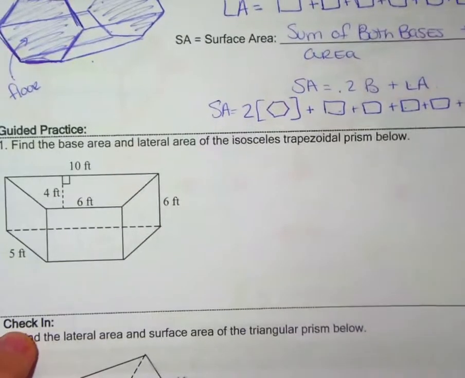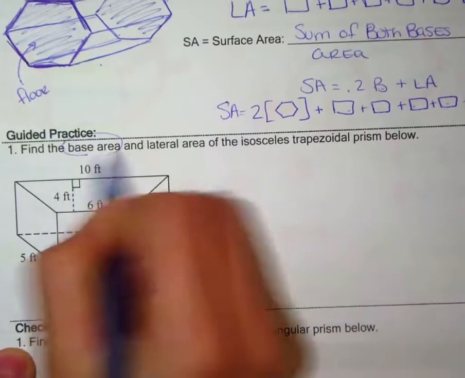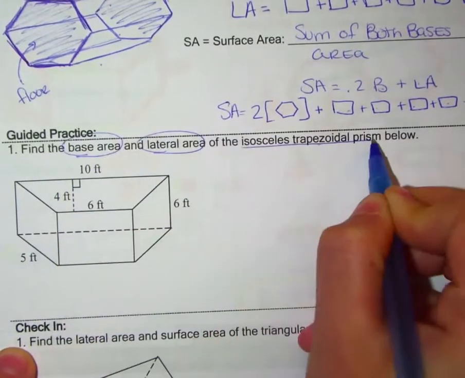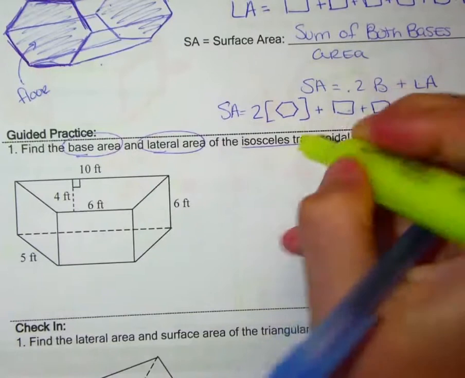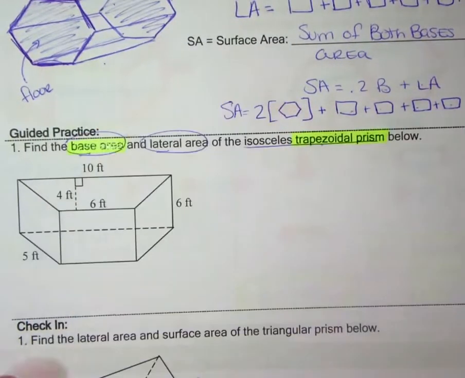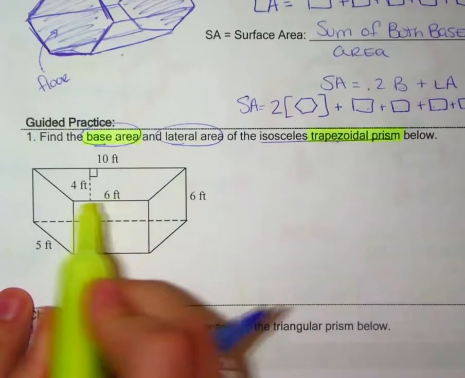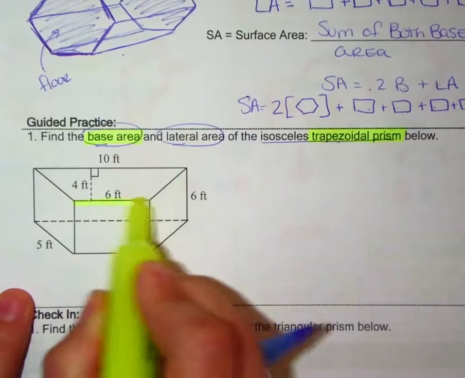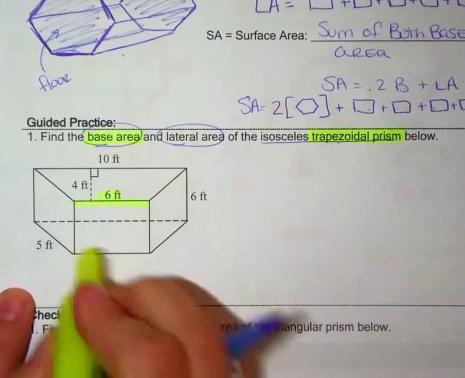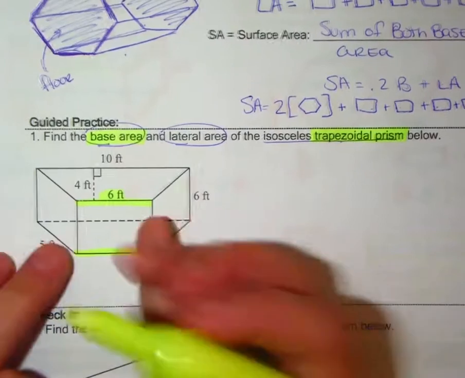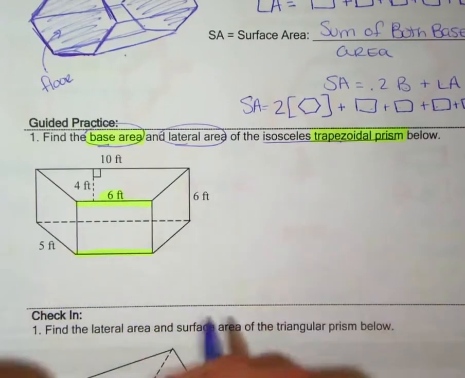We're going to go ahead and find the base area and the lateral area of the isosceles trapezoidal prism below. So, trapezoidal prism means that the base will be a trapezoid. Okay? Before we really get started though, I like to do something with these images. I like to go through and make sure that I know what every edge is. So this edge here is 6 feet, and this edge here is also 6 feet. Any segments that are parallel and appear to be the same length will be. Okay?